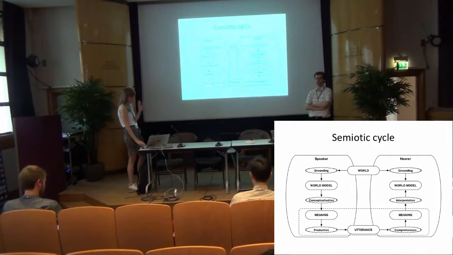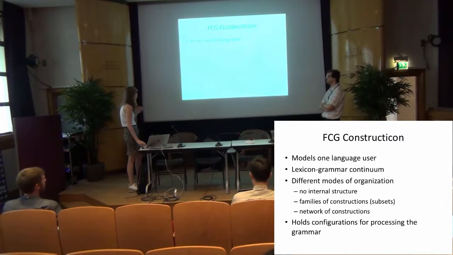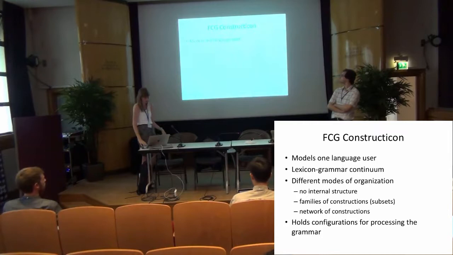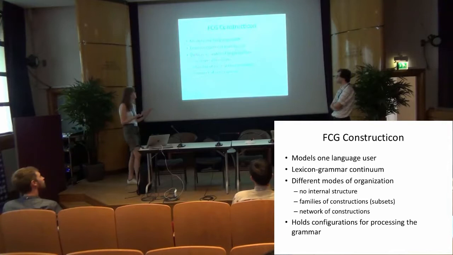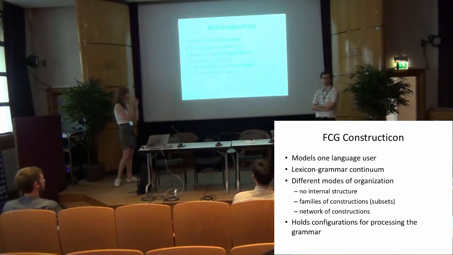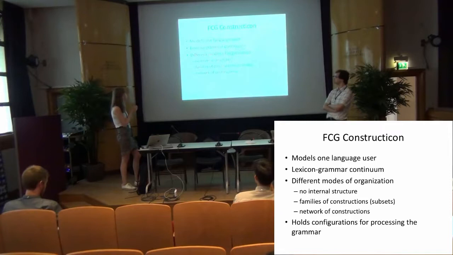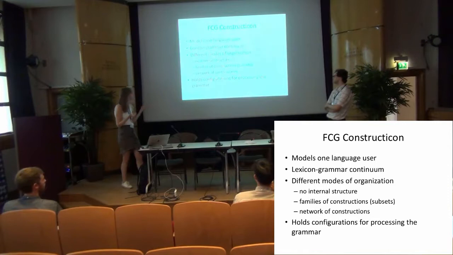So an FCG constructicon models one language user. It's not shared. Every language user in our models has its own constructicon, and as I already said, there is this lexical grammar continuum inherently in it. There are different modes of organization of your constructicon that we provide. You can have no internal structure, just a bunch of constructions. You can implement families of constructions, so types of constructions that you group together and that are then treated in the same way. There is a network organization supported, so you can choose different types of inheritance. And it holds configuration. So the constructicon also contains a configuration that you need for processing your grammar.